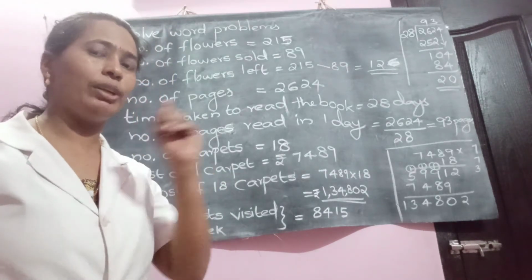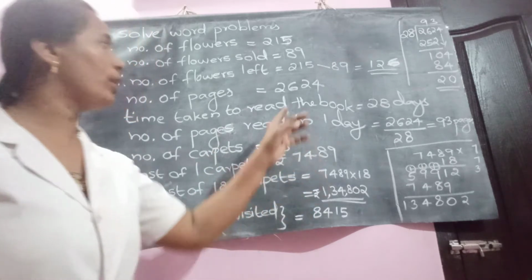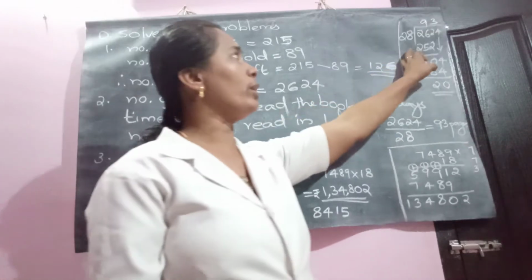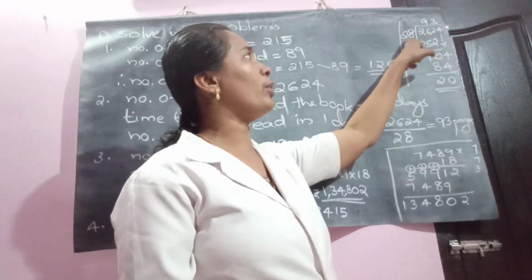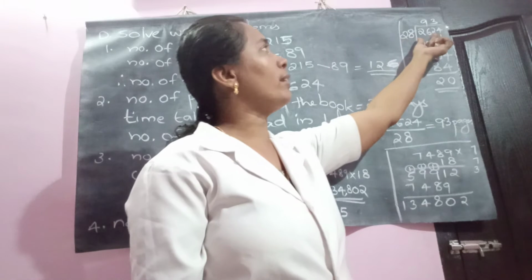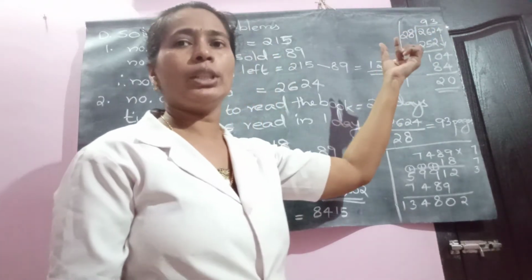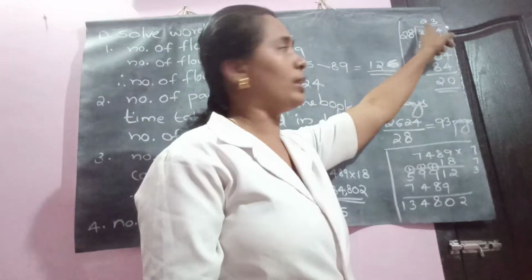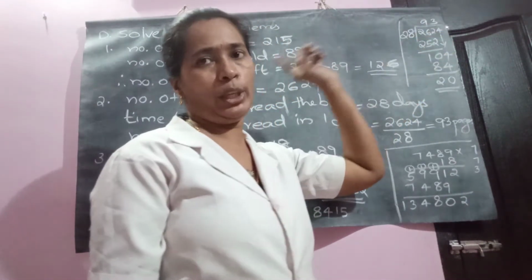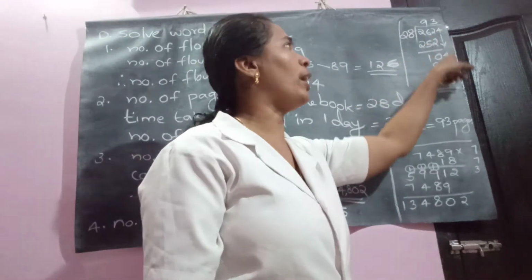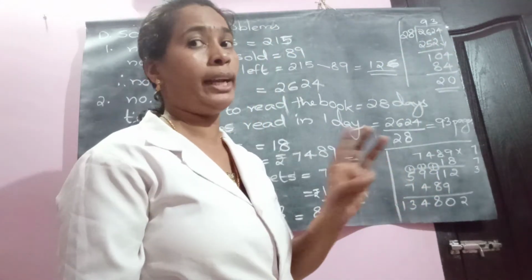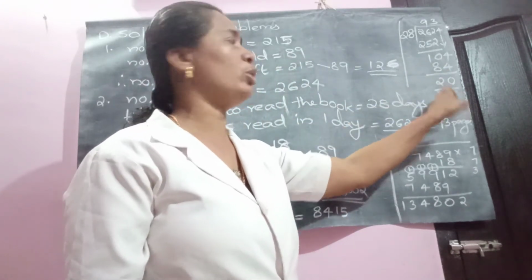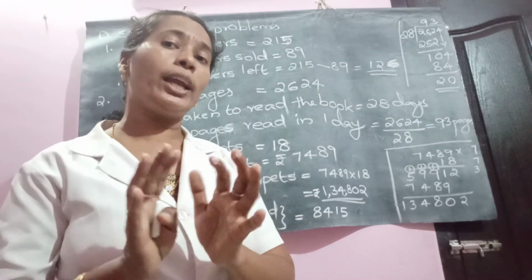To find it for one day, we have to do division. So divide 2624 by 28. First you take 3 digits, 262. In 262 how many 28s are there? We can see that there are 9 times. 9 28s are 252. Subtract, we have 10, bring down 4. In 104 we have only 3 times, so 384 is coming. Subtract, we have 20. 20 means a little bit, point something is coming.